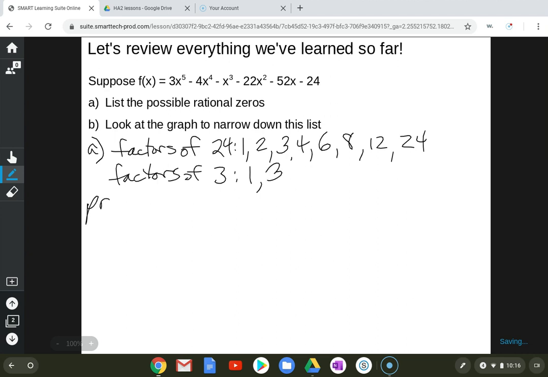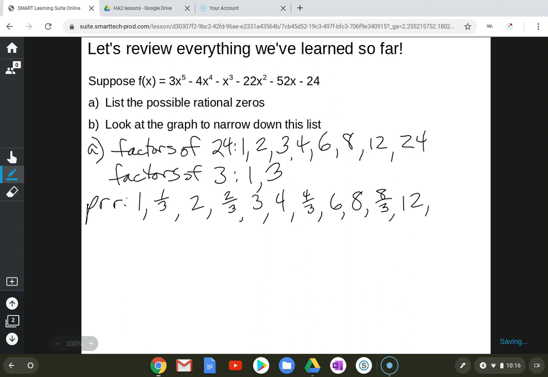So our possible rational roots: I'm going to just do every one of the factors of 24 divided by the factors of 3. 1 divided by 1, 1 divided by 3, 2 divided by 1, 2 divided by 3, 3 divided by 1. 3 divided by 3 is 1, and you don't have to list it twice, so we just move on. 4 divided by 1, 4 divided by 3, 6 divided by 1, 6 divided by 3 is 2, which we already have. 8 divided by 1, 8 divided by 3, 12 divided by 1, 12 divided by 3 is 4, which we already have. 24, and then 24 thirds is 8, which we already have.